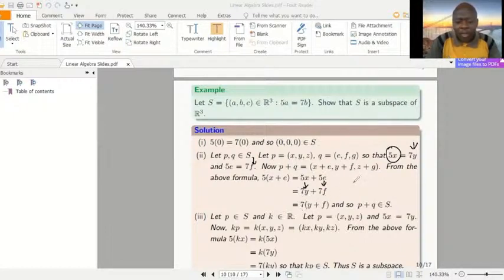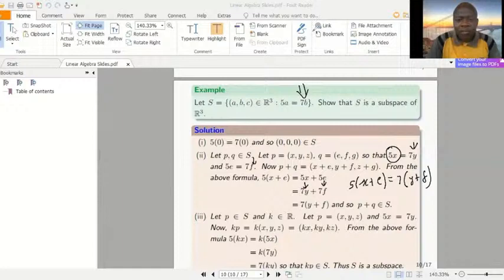So what I've shown, therefore, is that 5 times the first element is equal to 7 times the second element. That is what I've shown, and that is the condition here. And this condition has been fulfilled. That 5 times this first element gives 7 times this second element. And what this means, therefore, is that this sum of the two vectors is contained in S. So the second property has been satisfied.